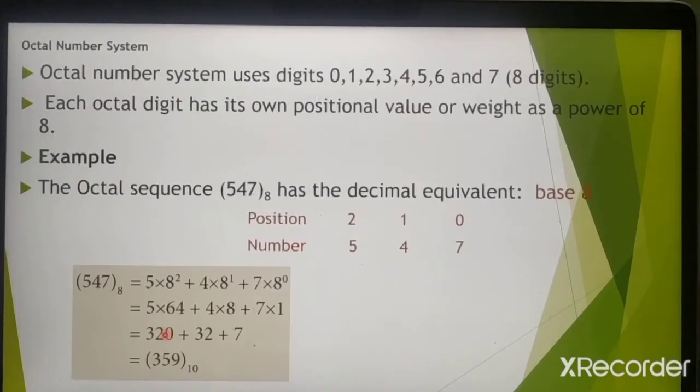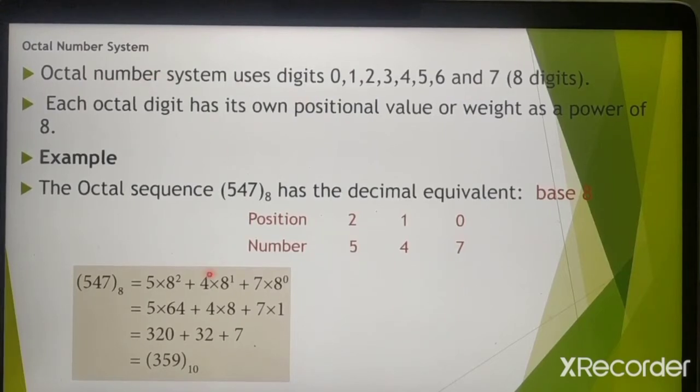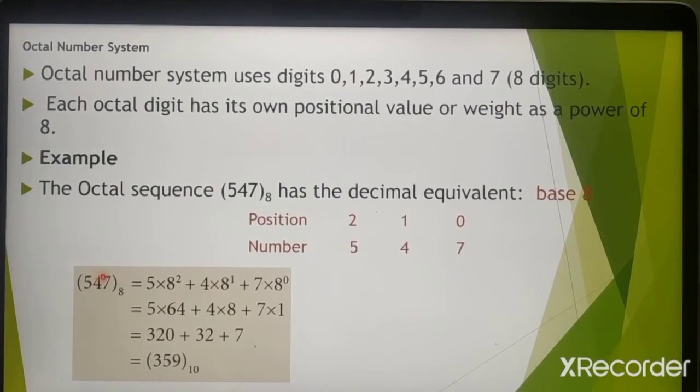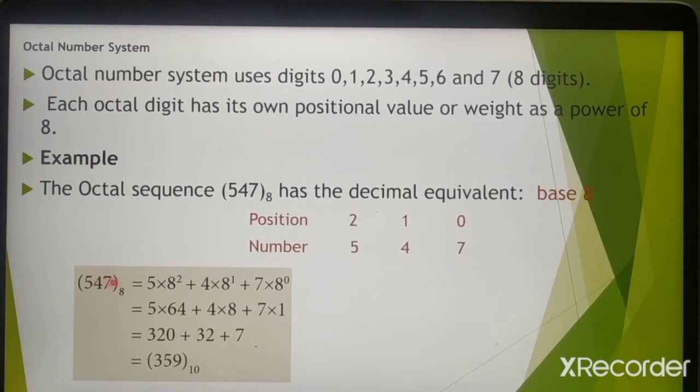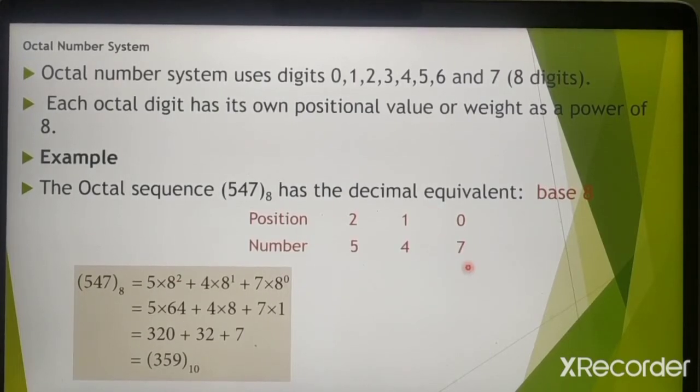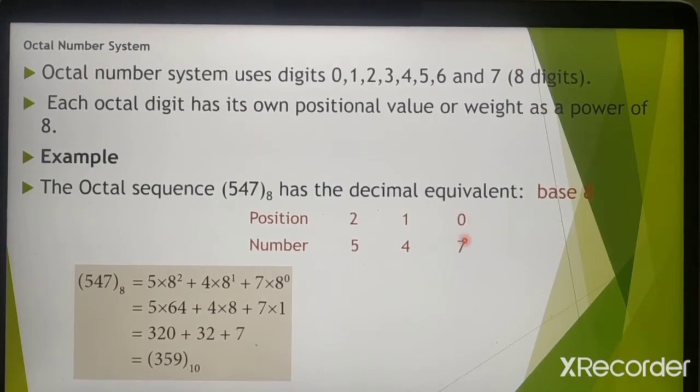So next one is the octal number. Octal means 8. Here we have only 8 numbers from 0 to 7. So here we can see how to convert this octal number into a decimal number. In an octal number, each digit we multiply by its own position value as a power of 8. We have to consider the power of 8 only. So first we have to write the position value of each number. The rightmost element, my position value is considered 0, 7 at 0, then 4 at 1 and 5 at 2.